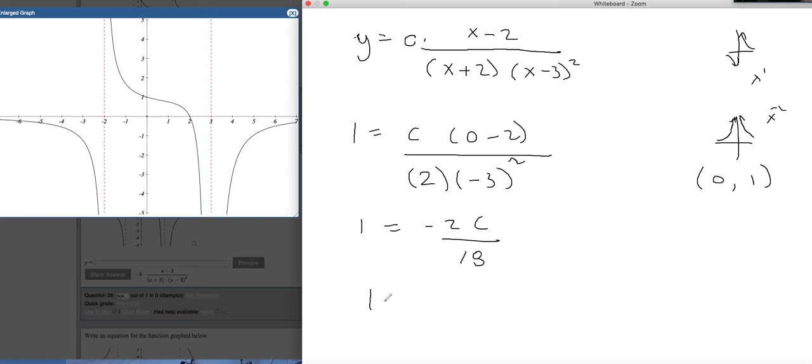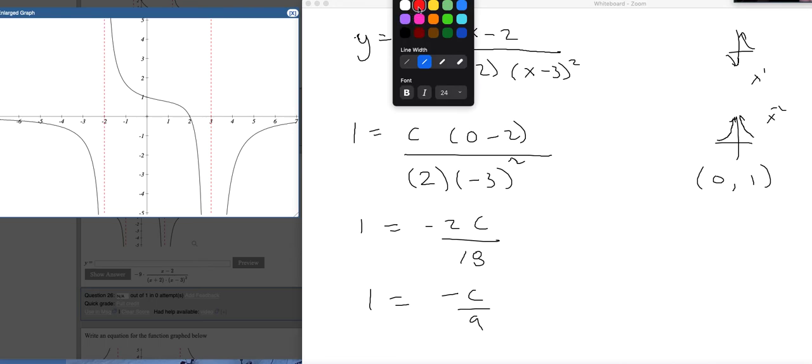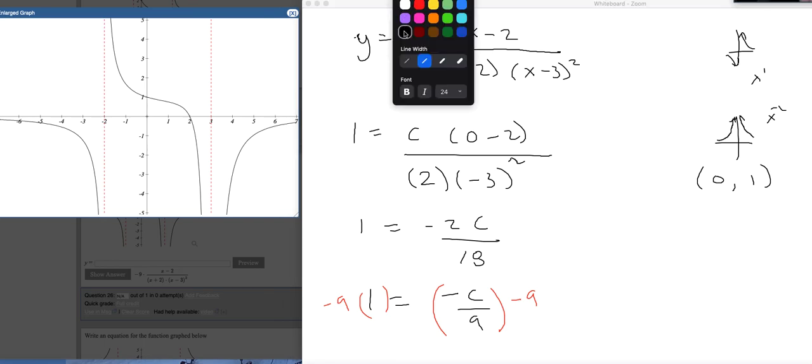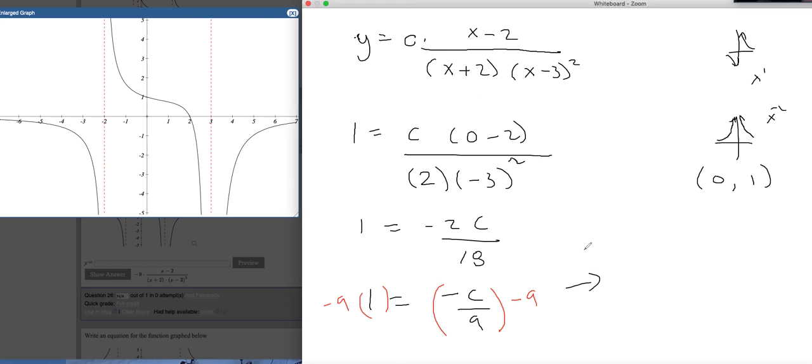Reducing that, I would have 1 equals, and I could have just reduced the 2 right there as well, this would be -c over 9. And then just to clean that up, to get that constant, I'm going to multiply both sides by -9 so that I get that as a positive c. And then that gives me c would equal -9.